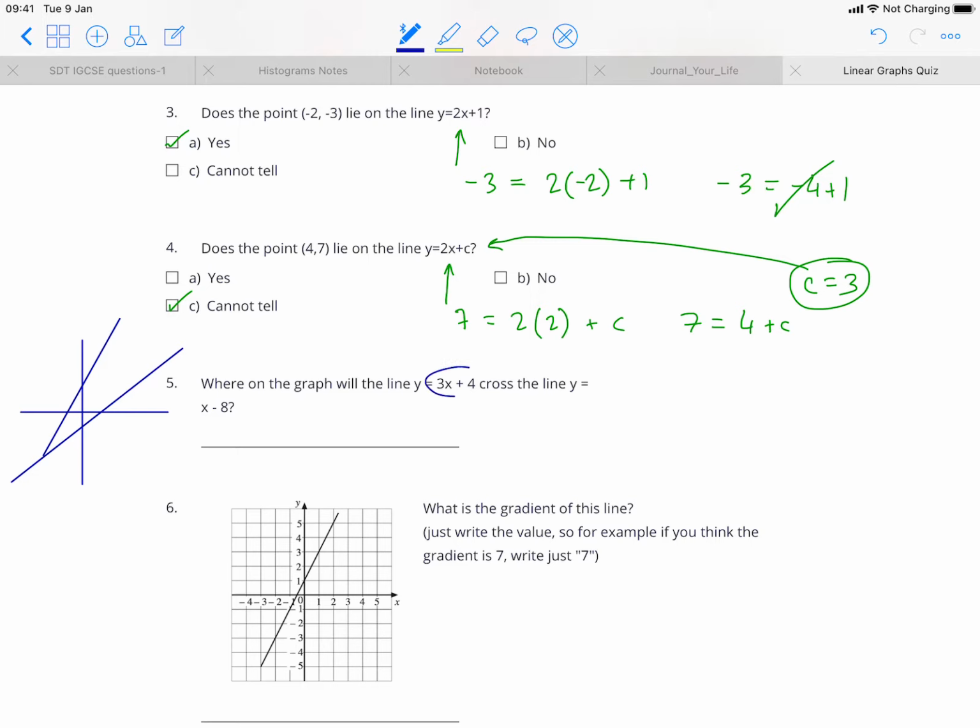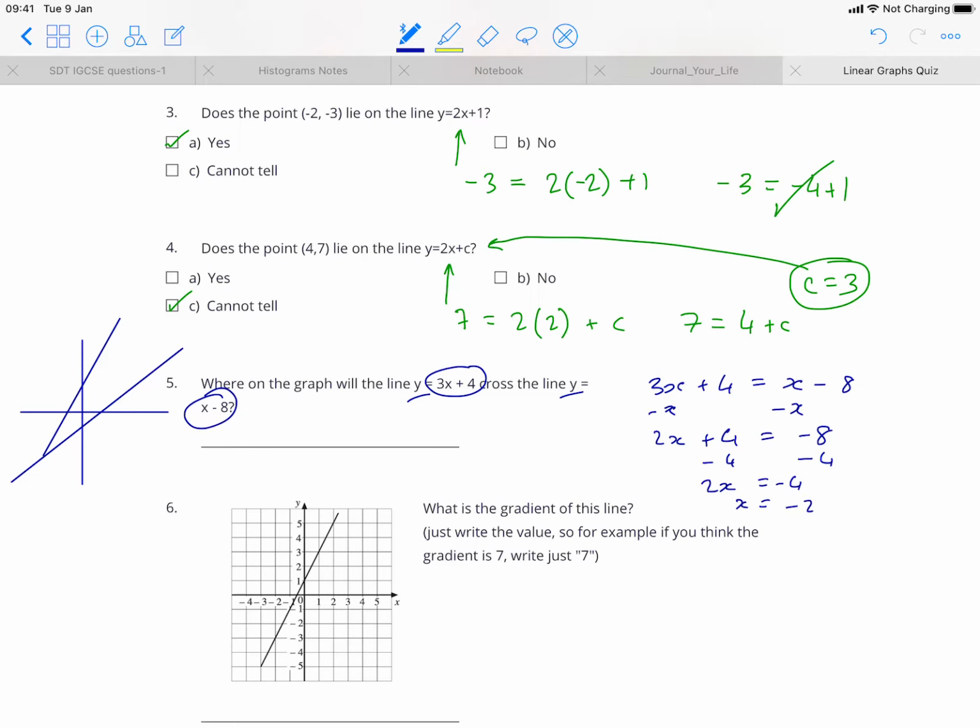Or what we could have done is said, well, we know that both of them are equal to y. So we know 3x plus 4 is going to be equal to x minus 8. Subtract x from both sides. 2x plus 4 is equal to minus 8. Minus 4 from both sides. 2x is equal to, sorry, minus 12. So x is equal to -6.